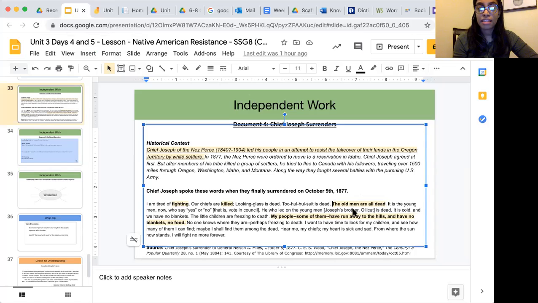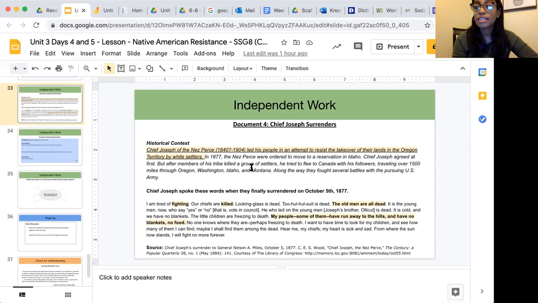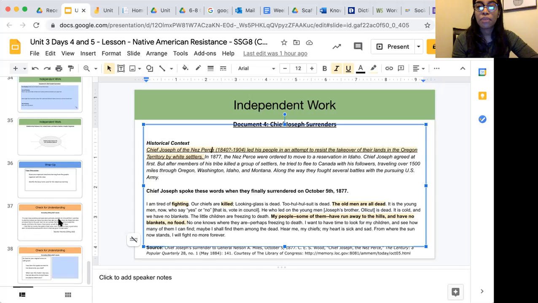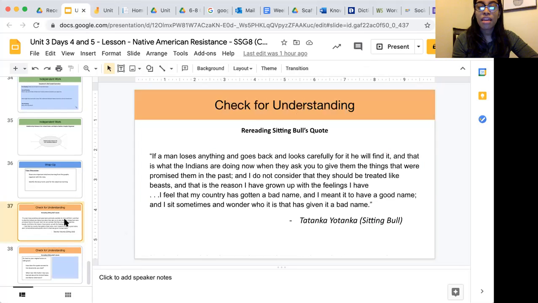So again, really just making focus of those words, annotating with a purpose. Our purpose, as the objective highlights, is to identify the relationship. Another thing that you want to make sure is you unpack the historical context. What is happening during this time period, where it says here that Chief Joseph of the Nez Perce led his people in an attempt to resist the takeover of their lands in the Oregon Territory by white settlers. You want to make sure that you also connect to the Sitting Bull quote because it is something that you're going to check for understanding at the end.